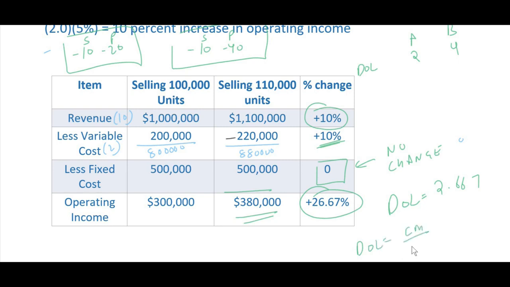And if I want to compute it without making these tables, the formula for this is DOL equals contribution margin divided by operating profit. My contribution margin was 8 lakh and my operating profit was 3 lakh. And if I solve it, I get 2.667. Same value which I was getting.